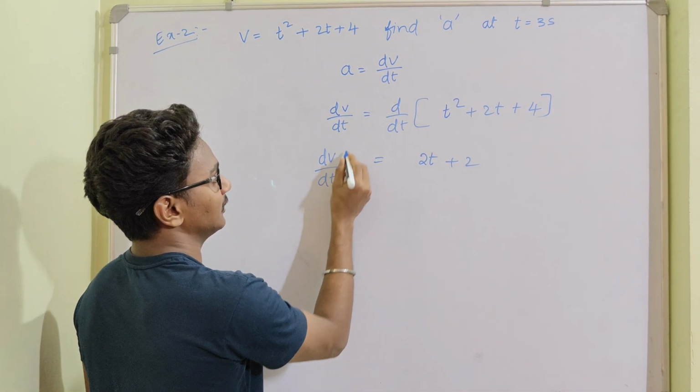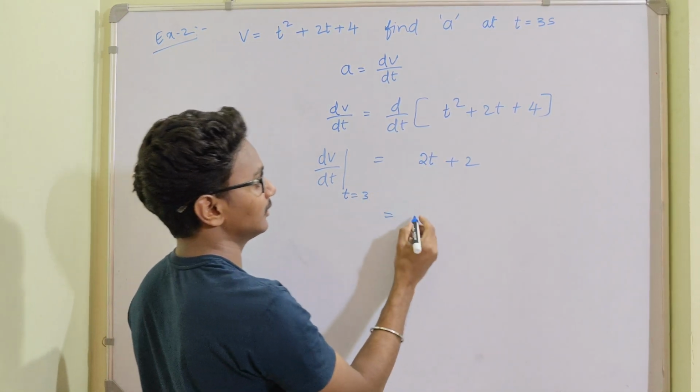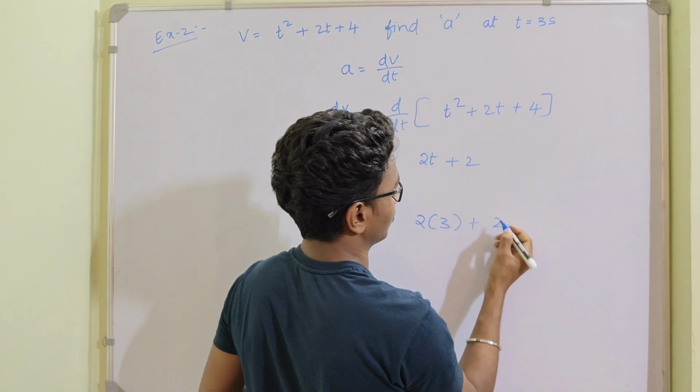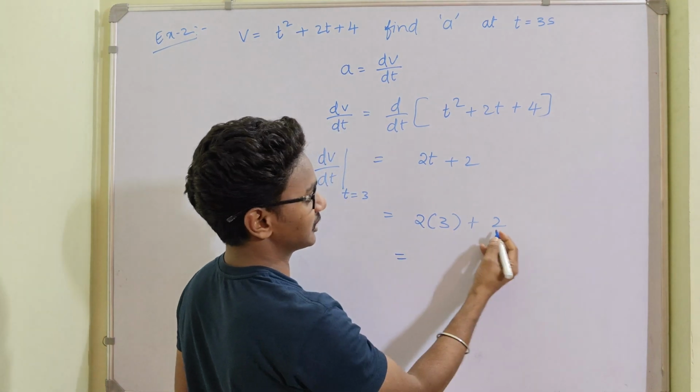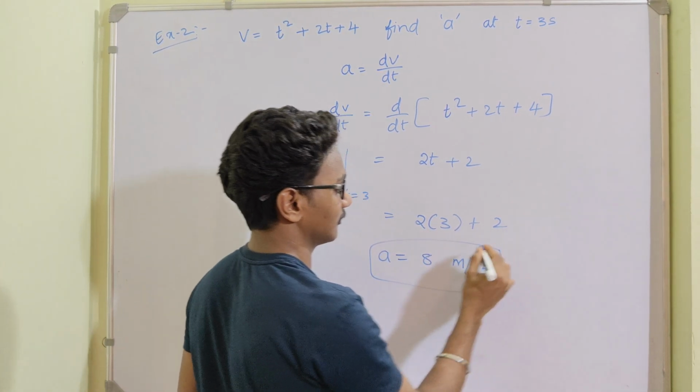Acceleration at t equals 3. At t equals 3, substitute 3 here. This gives us 6 plus 2, 8. a is 8 meter per second square.